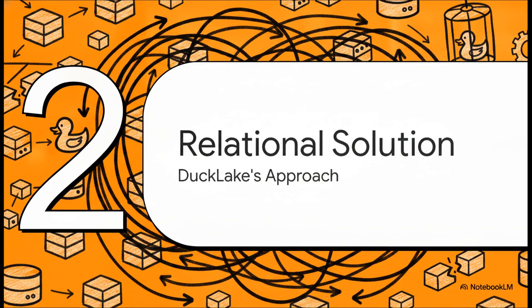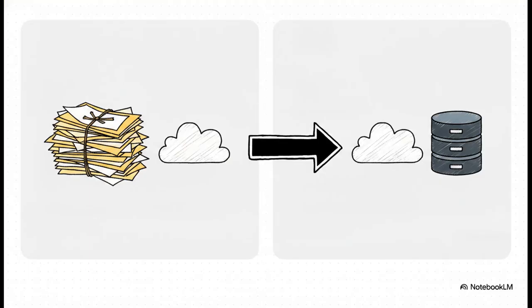Which brings us to part two, DuckLake's relational solution. This is where the architecture takes a really fascinating pivot to escape that trap we just talked about. The core idea behind DuckLake is incredibly straightforward, but the implications are absolutely massive. Instead of wrestling with a tangled web of metadata files and object storage, DuckLake flips the script. It keeps your heavy analytical Parquet files in that cheap object storage, sure, but it yanks the metadata out. It manages all that metadata entirely inside a lightning-fast relational SQL database.